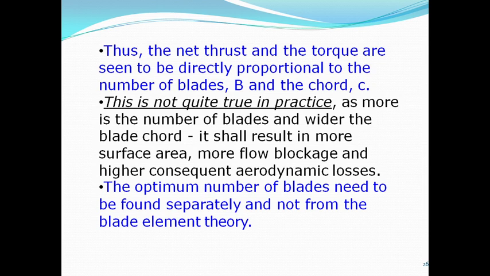Because interference between the blades will happen, and that will stop the thrust force from continuing to increase. So there is an optimum number of blades, and again, this depends on the flow angles. For different flow angles, you have different optimum numbers of blades.